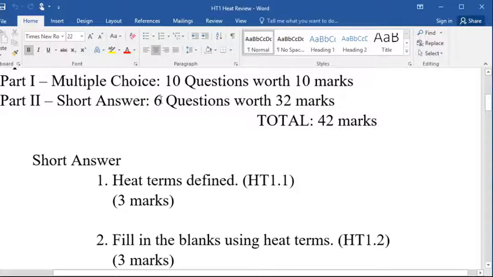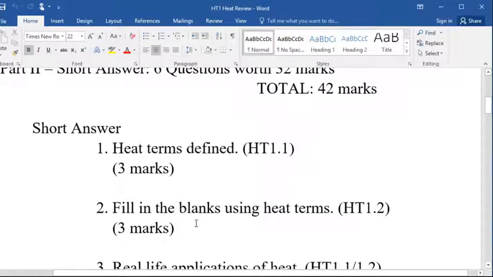To give you an idea of what those 6 questions will be, number 1, I'll have some heat terms that I'll get you to define. And of course, those are right from HT 1.1. So that's worth 3 marks. So there's likely going to be 3 terms there.